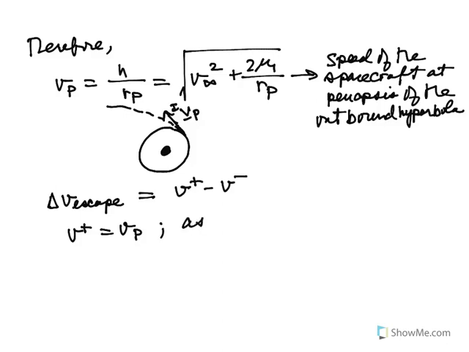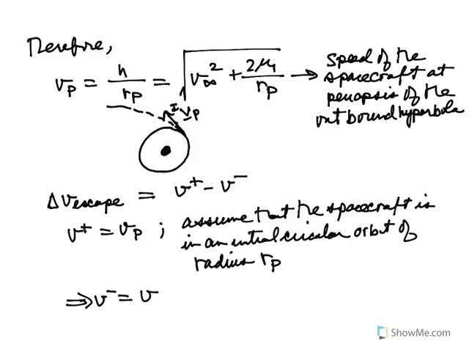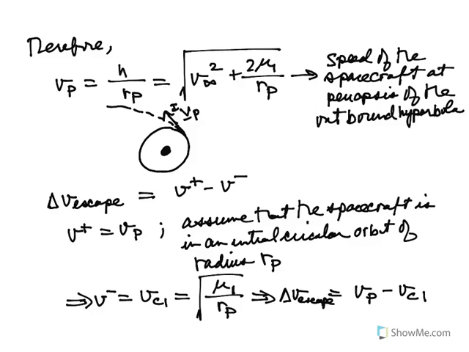where v plus is equal to vp. And what we're going to do is assume that the spacecraft is in an initial circular orbit of radius rp, which would imply that v minus has to equal vc1, which is equal to the square root of mu 1 over rp, which implies that delta v escape is equal to this vp minus vc1, which is what we actually have.